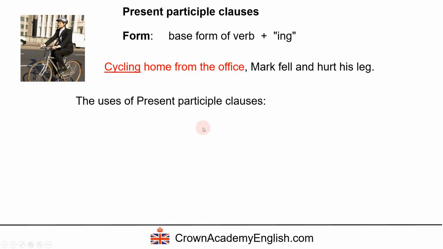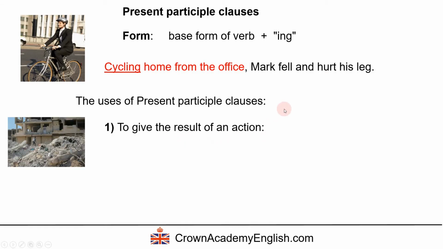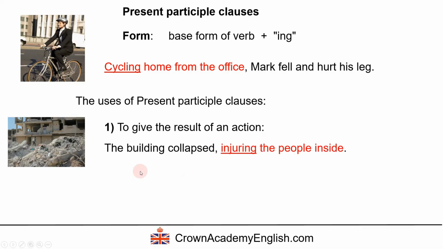And there are several uses of present participle clauses. Number 1, to give the result of an action. Example: the building collapsed, injuring the people inside. So here the present participle clause is at the end. The main clause is at the beginning, and this is the present participle clause. And so this is the result of the action.